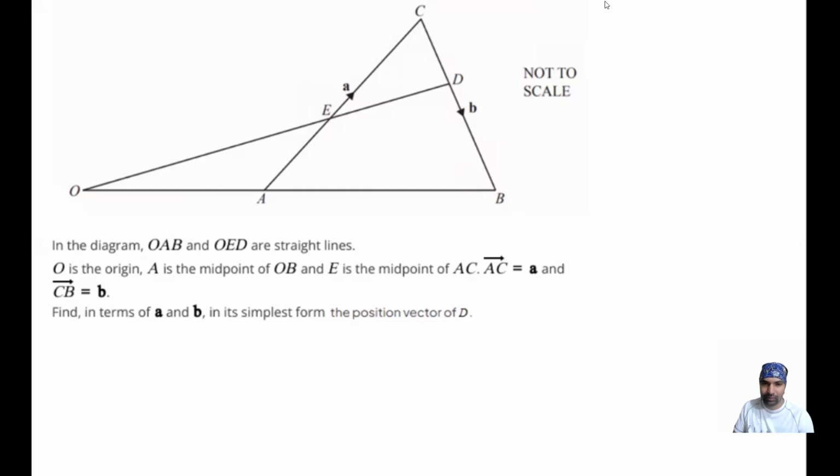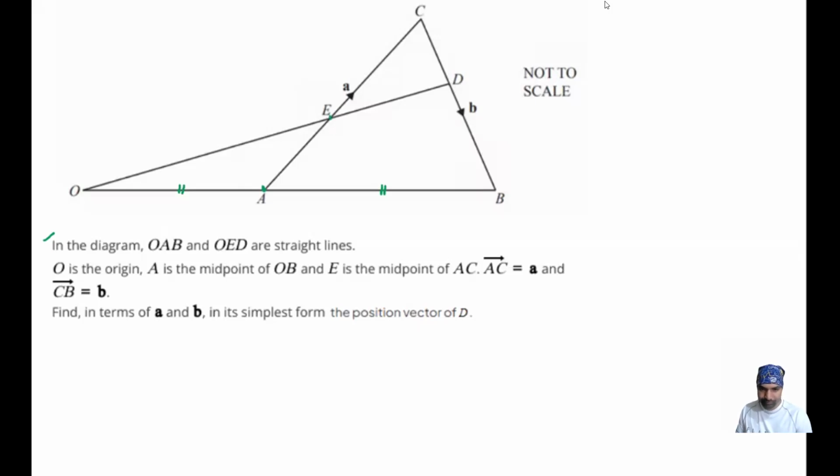So let me read this question. In the diagram, OAB and OED are straight lines. It is given that O is the origin, and A is the midpoint. That means OA will be equal to AB. That is what we know. And then E is the midpoint, so this is E.